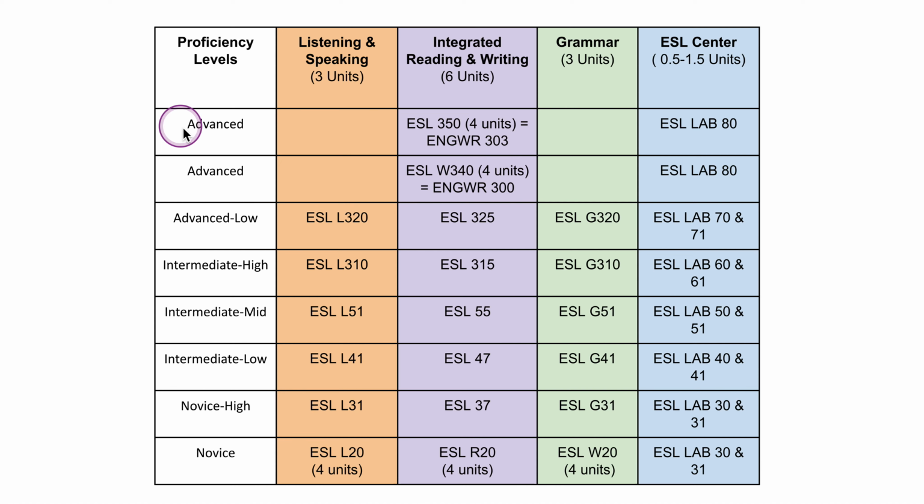This chart shows all of the ESL courses at American River College, starting from the bottom row with Novice, all the way up to our advanced courses at the top. You will receive a placement for one of these levels in our program.